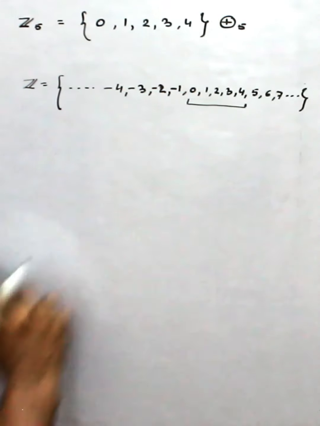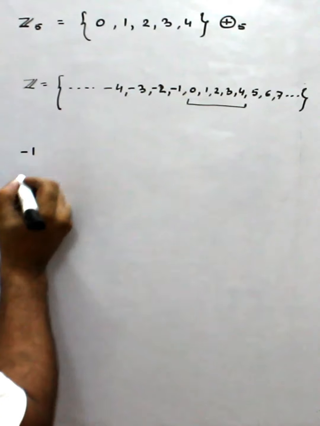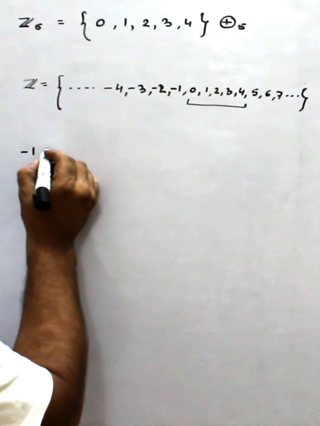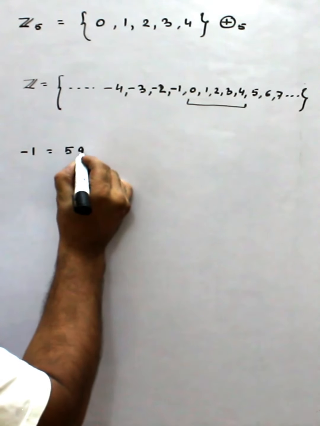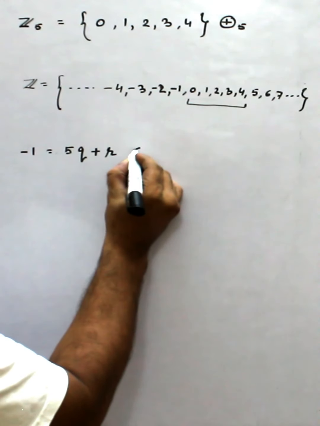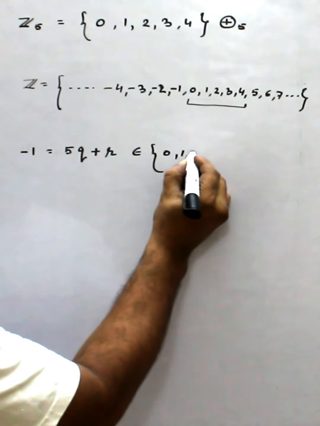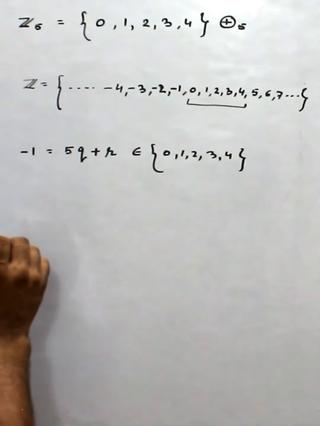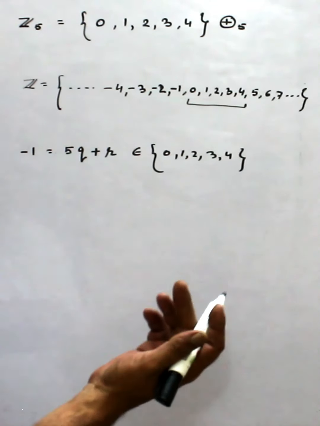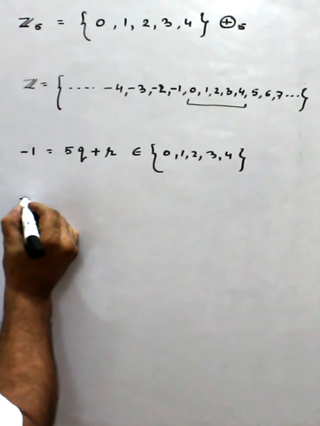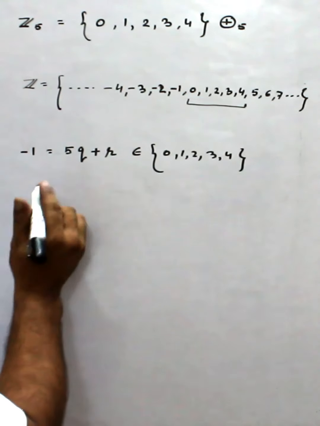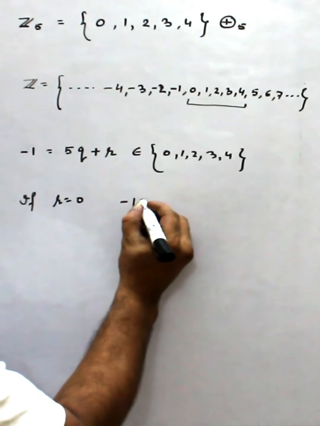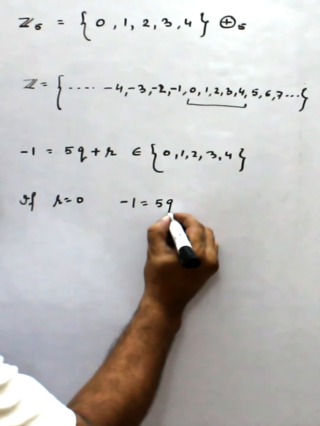Now, this is the positive part we did. Now we see the negative part. If I take -1, and definitely if I divide, I don't know what remainder I get, so I use the division algorithm: -1 equals 5q plus r, for r belonging to 0, 1, 2, 3, 4. Now, my question is -1 is congruent to which number in Z5? If I take r is equal to 0, what happens? This equation becomes -1 equal to 5q.